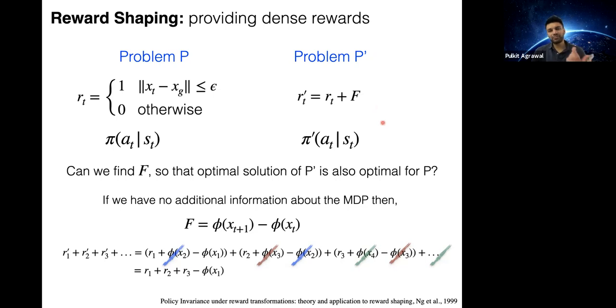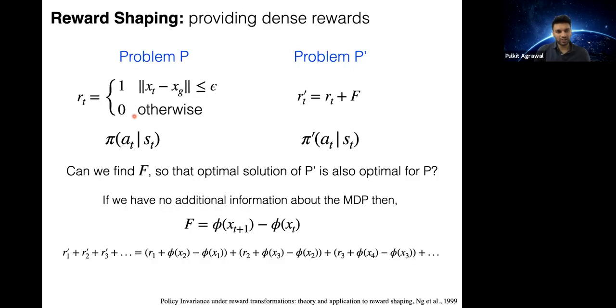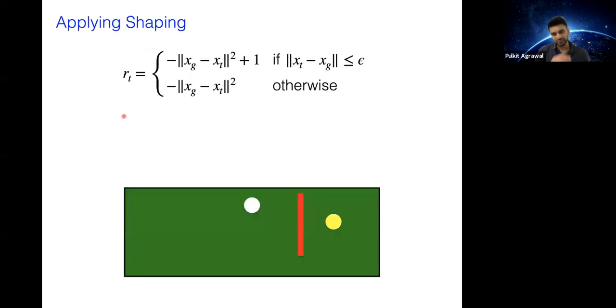Okay, so let's see this in practice. Suppose I take a leaf, and we apply some kind of shaping, and suppose the shaping I'm going to apply is of the following form, where I say my reward is x_g minus x_t squared. So I've pretty much added this shaping term to the reward function, right? That's all that we have done. Now, if we add this term, will it work?